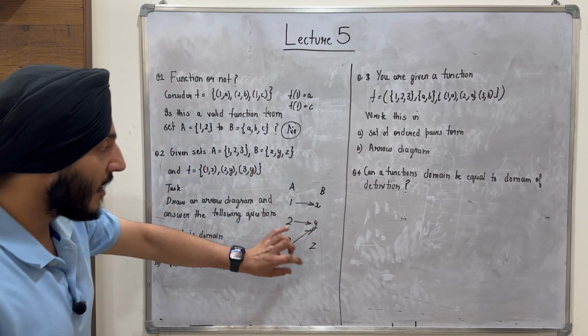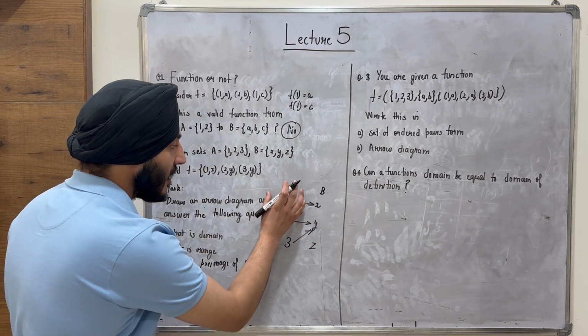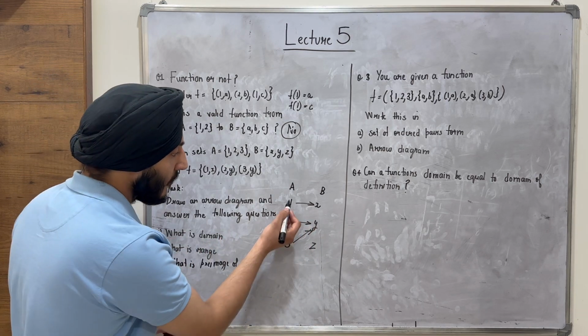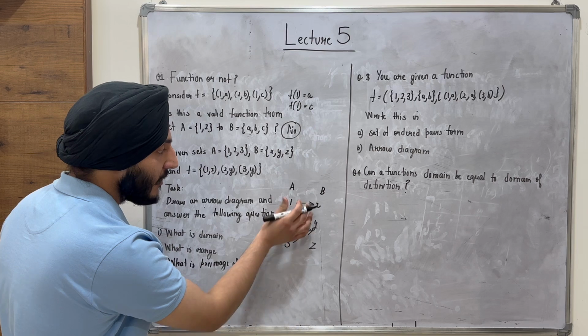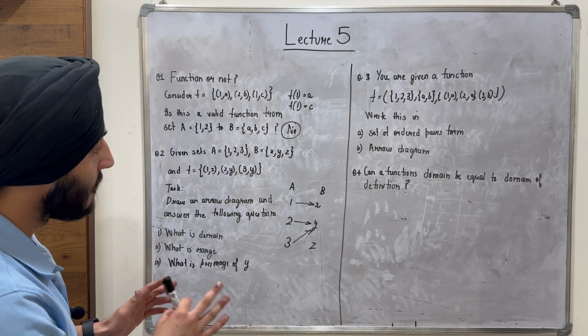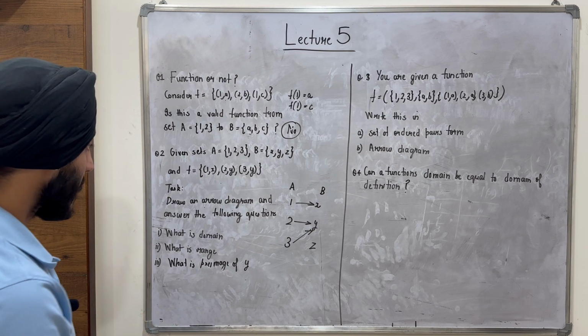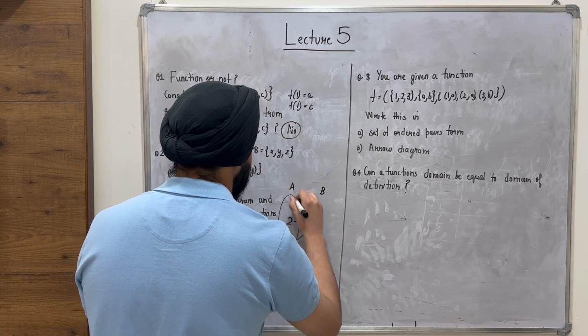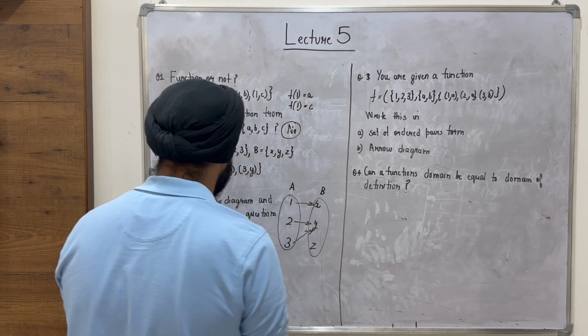Remember, this is a valid function because each element in the domain is pointing to a single value, right? If any of these values were pointing to multiple values in the codomain, that would be an invalid function, right? So just a quick reminder. So we have done this task over here. We have drawn an arrow diagram, right? I'll just draw these oval shapes around it too.